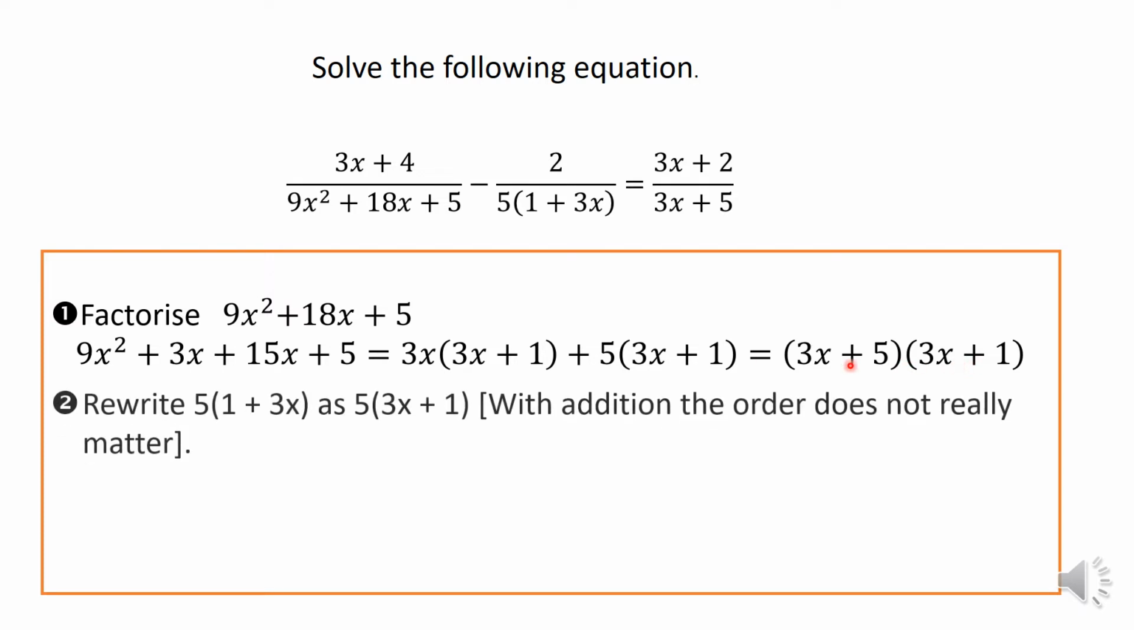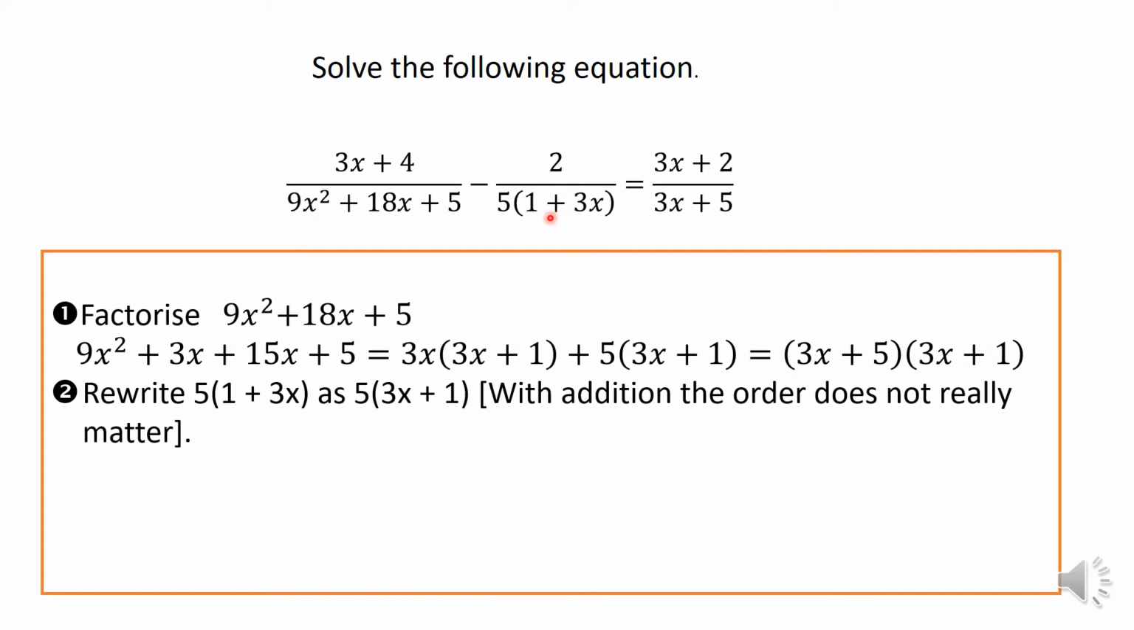The second thing is this part here, I would advise you to rewrite it as 3x plus 1. In fact, nothing changes here. If there was a minus sign here, then we would have changed the sign here. Suppose this was a minus and you switch them around, then the sign in front of that changes. But since everything is addition inside the bracket, we can just swap it around. The reason why I do that is because this 3x plus 1 is a common factor with one of the quadratic expression factors here.